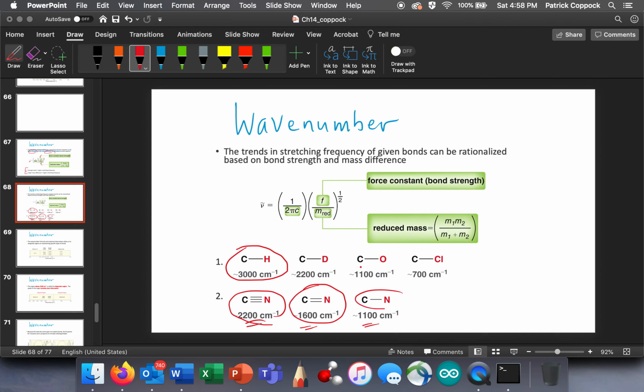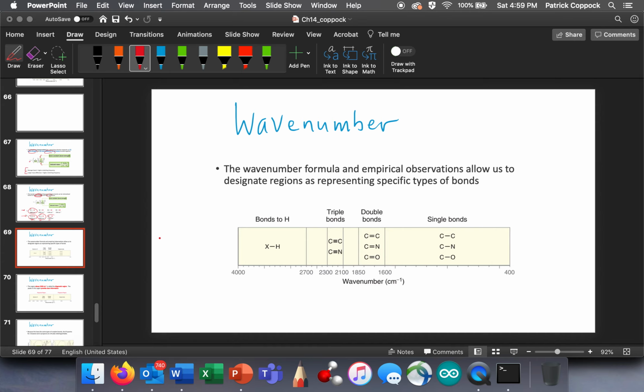You can see it's the size difference and the bond strength. So here's the size difference, that's the first one. The trends can be rationalized based on mass difference, and then the bond strength, which is here. Those are some examples of that. The wave number formula and empirical observations allow us to designate regions as representing specific types of bonds. So this is cool.